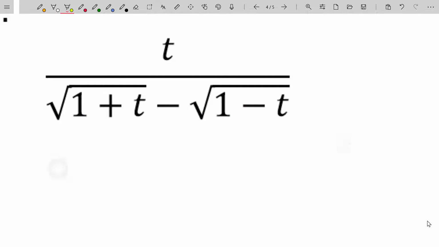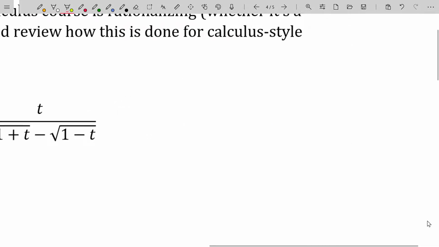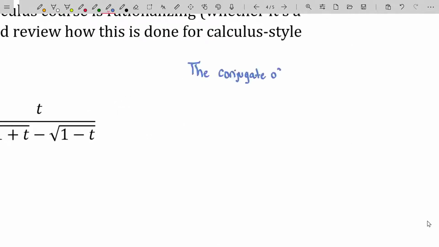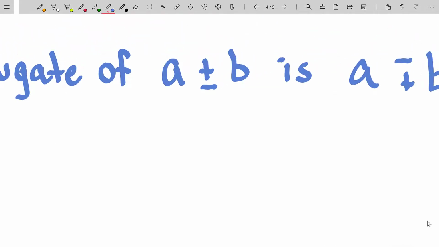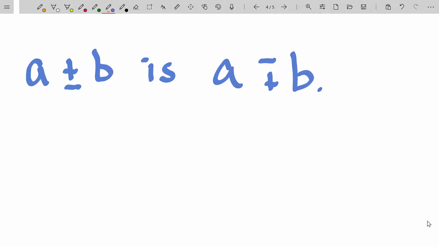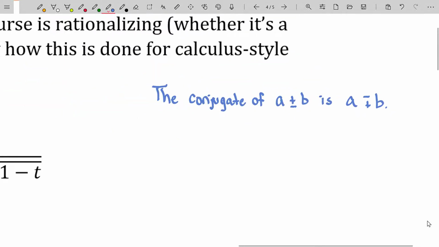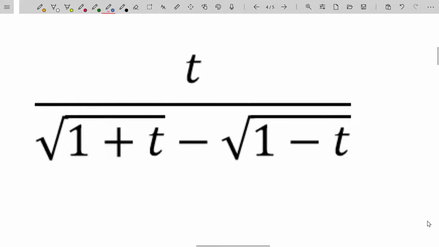Now, if you don't remember conjugates, let me quickly review that off to the side. The conjugate of the sum or difference of two expressions is the difference or the sum of those original expressions. In other words, you just flip the sign. If it was an addition between A and B at first, it will be a subtraction. If it was a subtraction of B from A, it will be an addition of A and B. So that's out of the way.